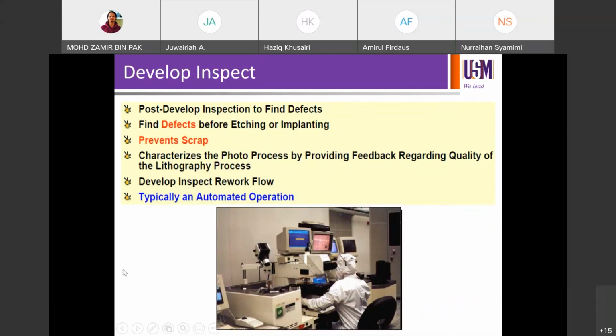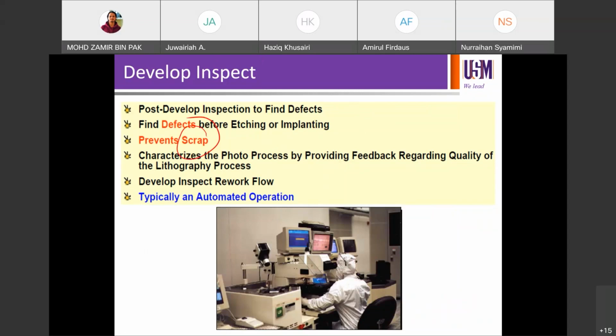So prevent scraps. For example, if you have certain defects that exceed certain counts, and those defects are killer defects, the wafers may end up being scrapped, in some cases.